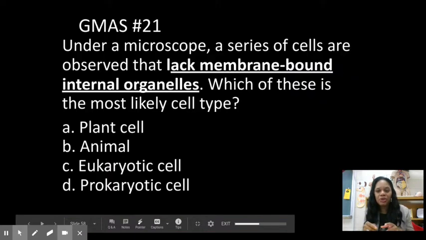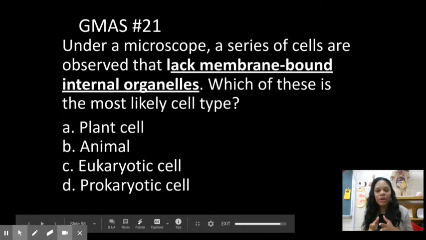This says GMAS 21, but this is actually GMAS 9. Under a microscope, a series of cells are observed that lack membrane-bound internal organelles. So, these organelles are going to be naked inside of the cell. Which of these is most likely the cell type? Your answer to this question is going to be D. This is a prokaryotic cell.